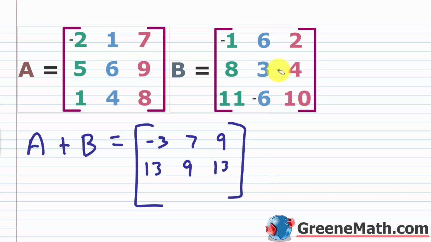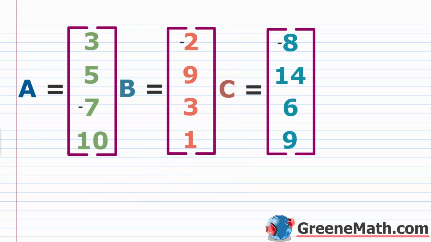And then let me erase this. We'll go to this bottom row. So this and this. We'll say what is 1 plus 11? That's 12. What is 4 plus -6? That's going to be -2. And then lastly, what is 8 plus 10? That's 18. Okay, so this matrix here is the sum of the matrix A plus the matrix B.